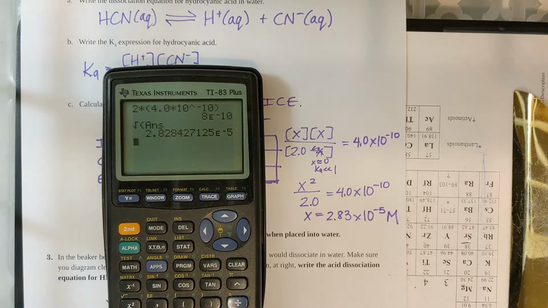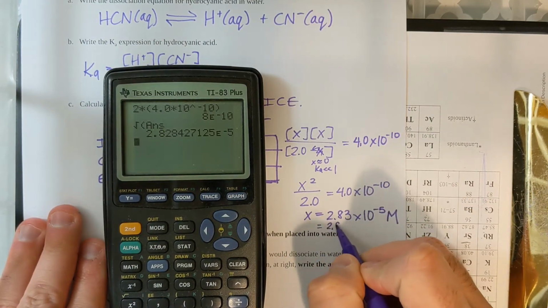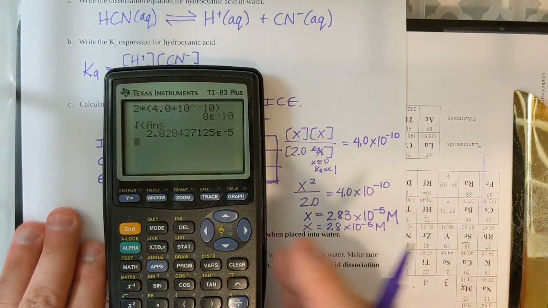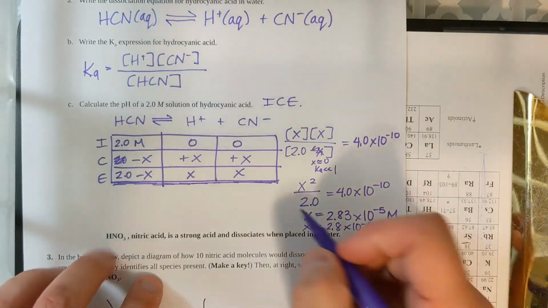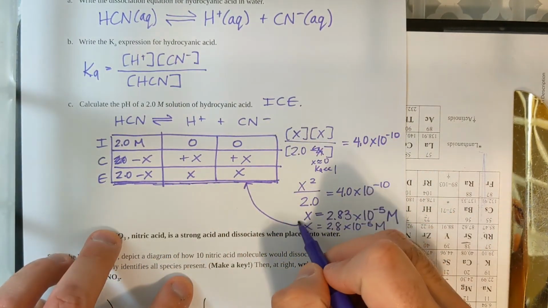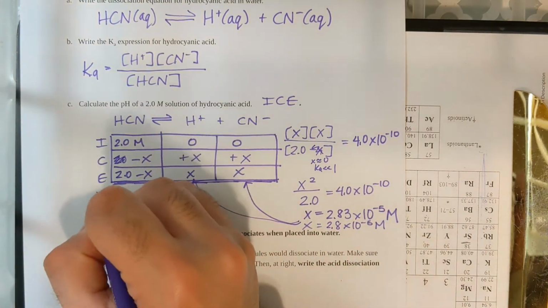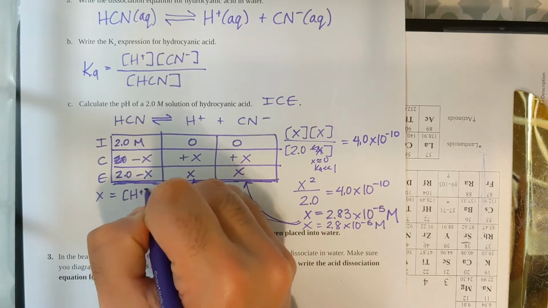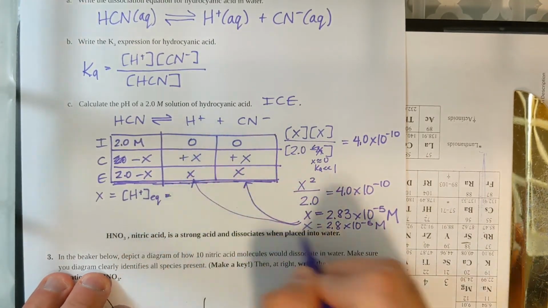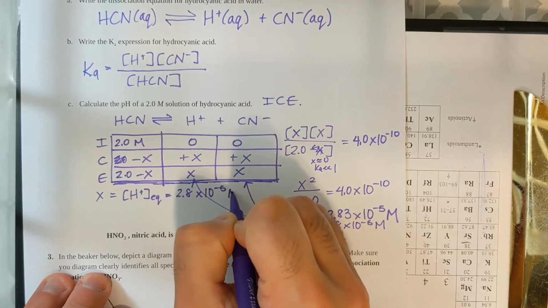Because x is going to be a concentration at equilibrium. If I want to use the correct sig figs, I should have 2.8 times 10 to the minus 5th equals x. And now, this value of x is equal to my concentration of CN minus at equilibrium, and it's equal to my H plus at equilibrium. So x is equal to the concentration of H plus at equilibrium, and that equals, like we said, 2.8 times 10 to the minus 5th molar.